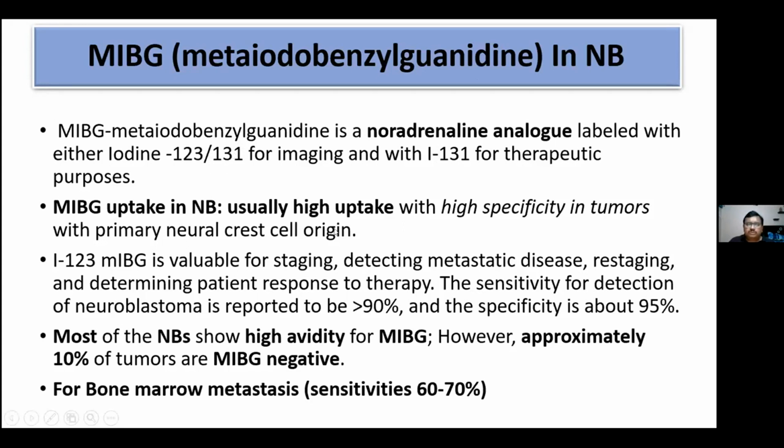MIBG uptake in neuroblastoma is usually high, with high specificity in tumors with primary neural crest origin. I-131 MIBG is valuable for staging, detecting metastatic disease, and determining patient response to chemotherapy. The sensitivity for detection of neuroblastoma is reported to be more than 90% and specificity about 95%. Most have high uptake for MIBG.